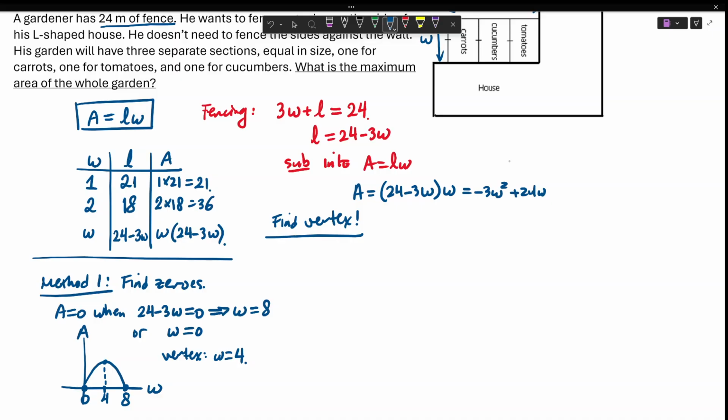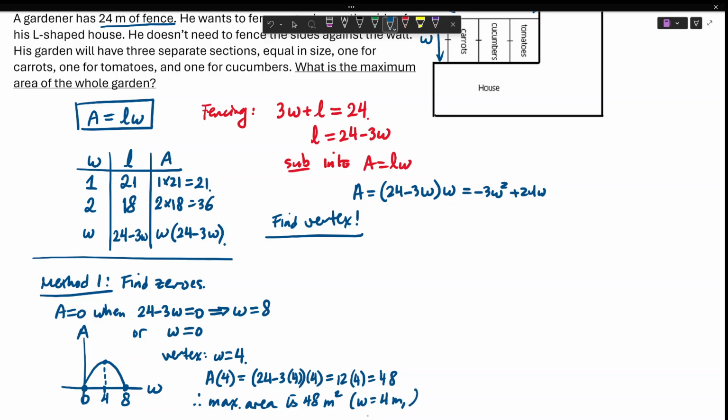Now, what's the maximum area? That's when you have A at 4. Let's put it in. We have 24 minus 3 times W, which is 4, times W again, which is 4. That's going to give us 12 times 4, which is 48. So the maximum area is 48 square meters, and that's when the width is equal to 4 meters and the length is 12 meters.